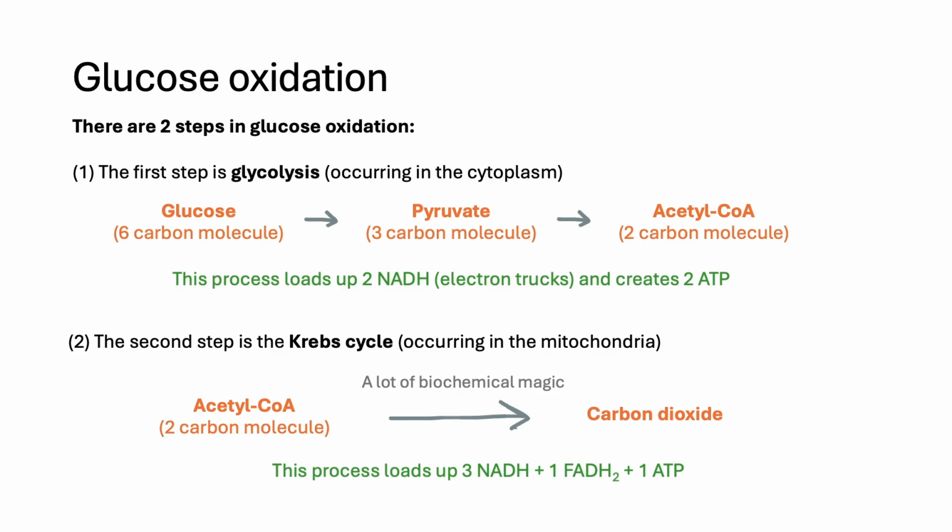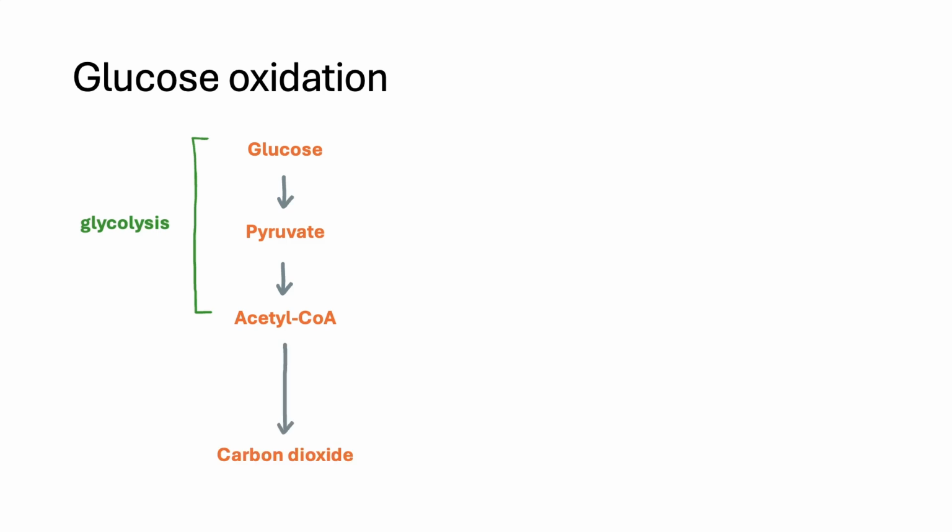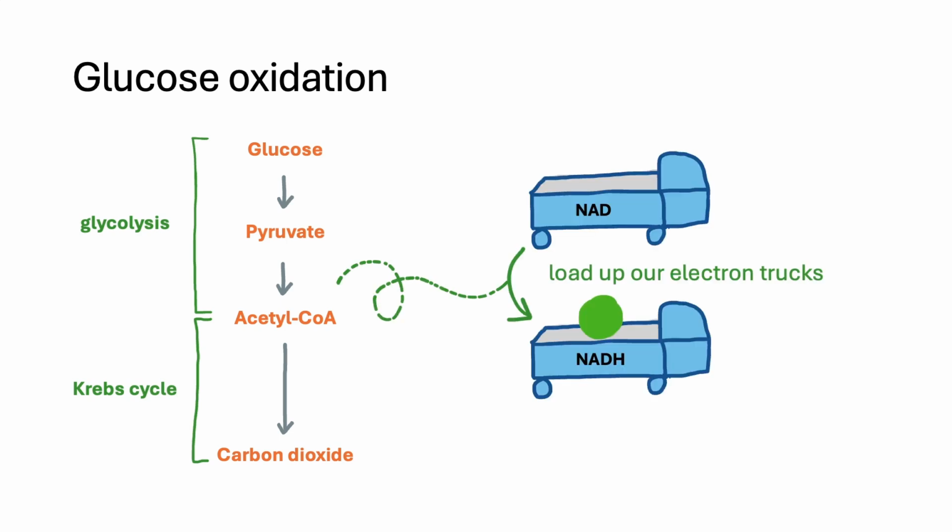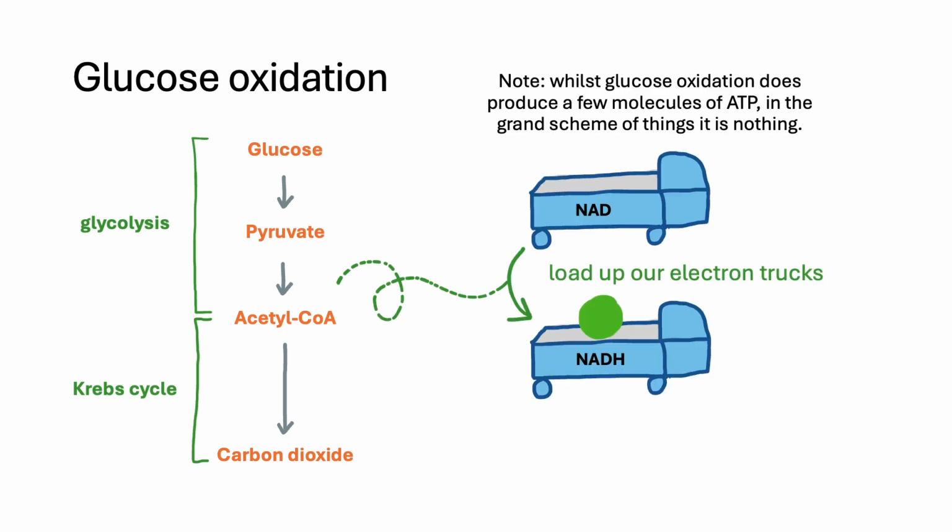Step 2, Krebs cycle. So let me illustrate this by drawing it in a vertical way. We start with glucose, we break it down to pyruvate, which is 3 carbons long, and then we break that down into acetyl CoA, which is a 2-carbon long molecule, and this whole process is called glycolysis. Next, we change acetyl CoA, rip out that final bond via the Krebs cycle, and that liberates it into carbon dioxide. And this whole process is going to load up some electron trucks.